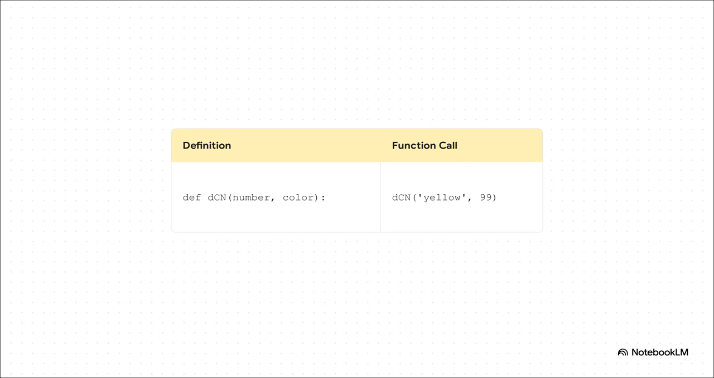We gave the function two arguments, yellow and 99. So we followed the rule from our last case, right? Two parameters, two arguments. We should be good to go. But the function is still going to crash.